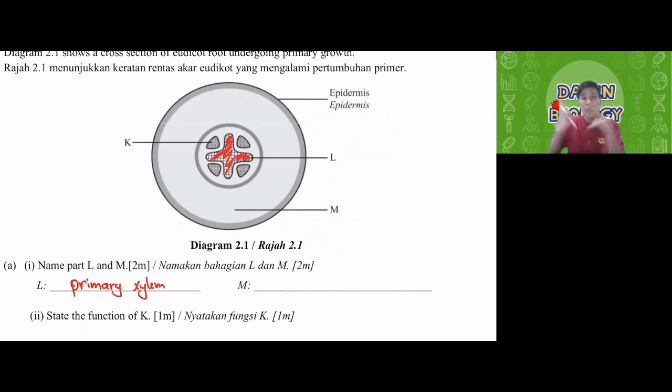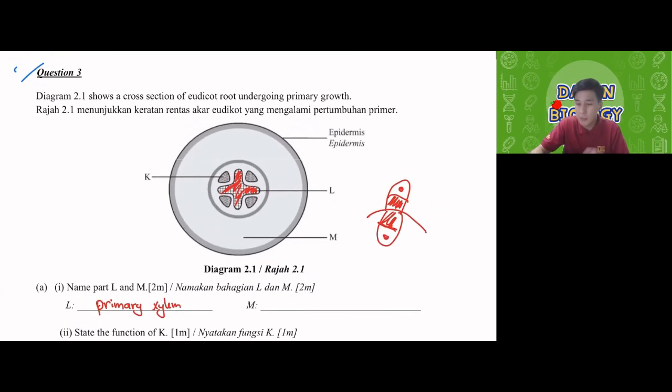Primary xylem is always inside. So here's your ring. Xylem is inside: secondary is closer to the ring, primary is further. Phloem is the same. Secondary is closer to the ring, primary further. So the inside one is of course primary. Plus the question states primary growth. Exactly, that's why this is definitely primary.